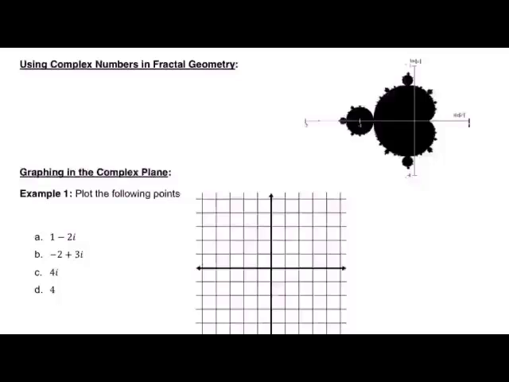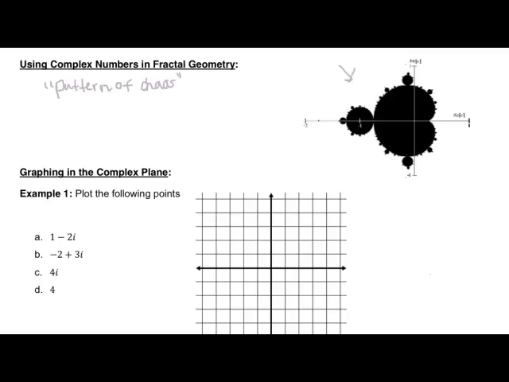One real-life example of complex numbers is fractal geometry. As you can see here, this is an example of a fractal. A fractal is sometimes known as a pattern of chaos. And these patterns of chaos, or fractals, are looked at in a lot of different areas, a lot of different professions. One is in engineering. The second is in science.